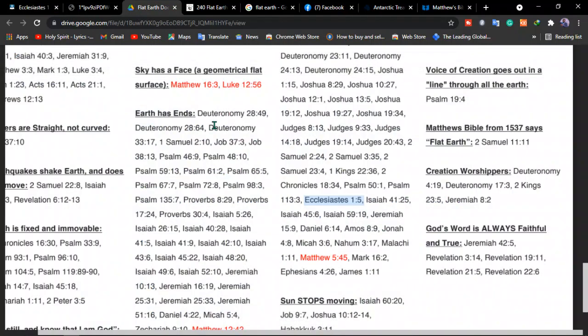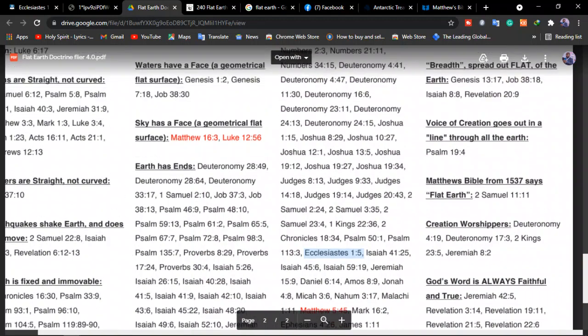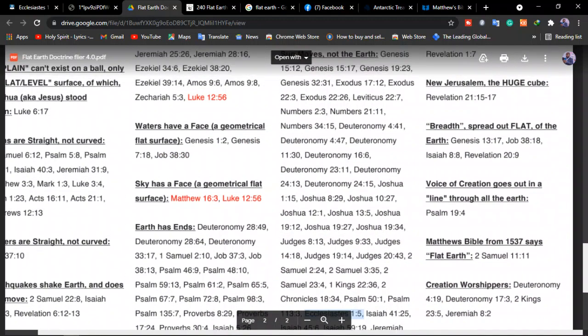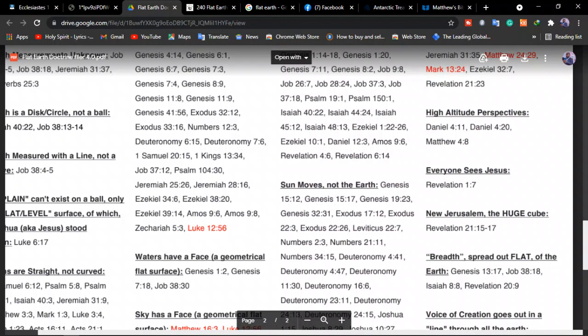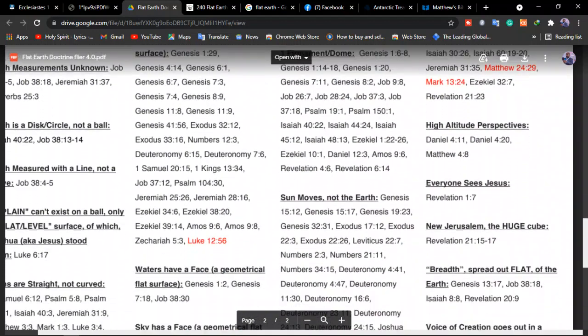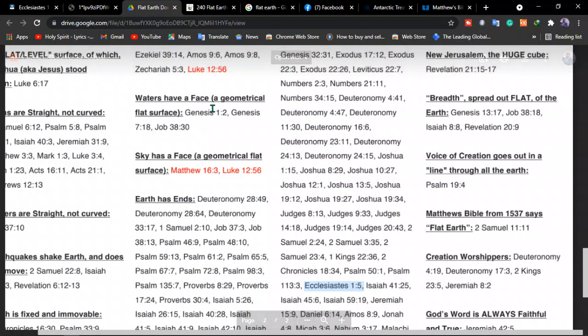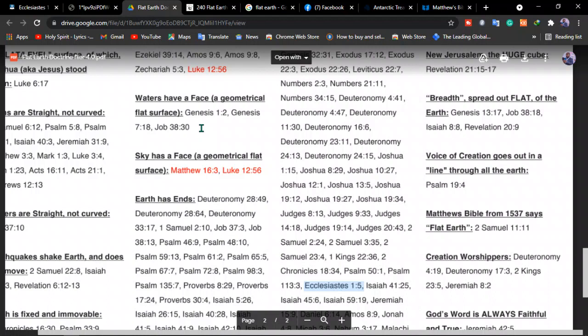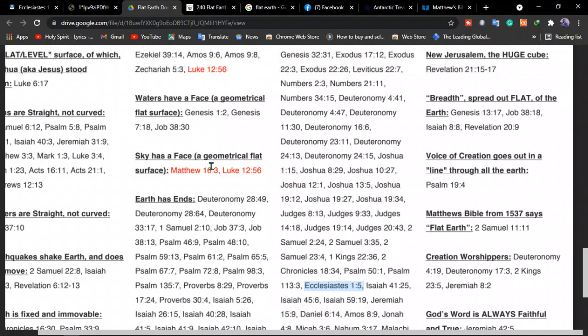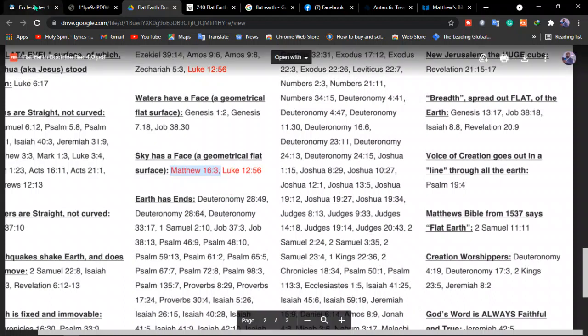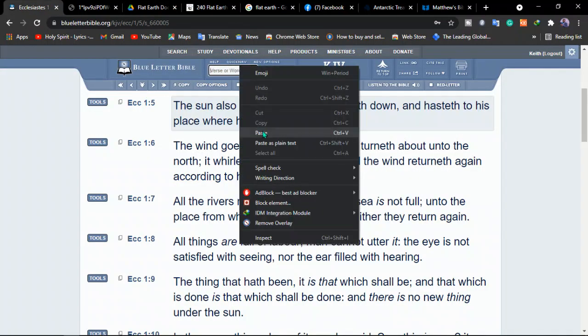Now, I think we had read about this one. I think we had read about the earth's face and the sun moves. I don't know if we had read about these two. Water has a face, a geometrical flat surface. Yes, this one I think we had read also, if I'm not wrong. The sky has a face. Let's just check. A geometrical flat surface. Wow. Absolutely great.